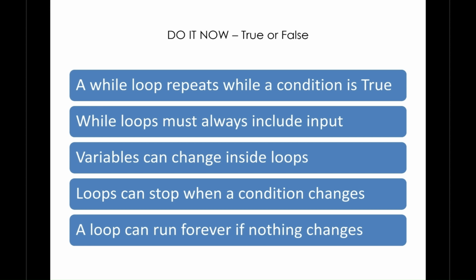Question number 1, true or false? Make sure you get your answers together. Pause the video at the end. Okay, number 1, a while loop repeats while a condition is true. Number 2, while loops must always include input. Question number 3, variables can change inside loops. Question number 4, loops can stop when a condition changes. And question number 5, a loop can run forever if nothing changes. Get your answers together and we'll go through them shortly.